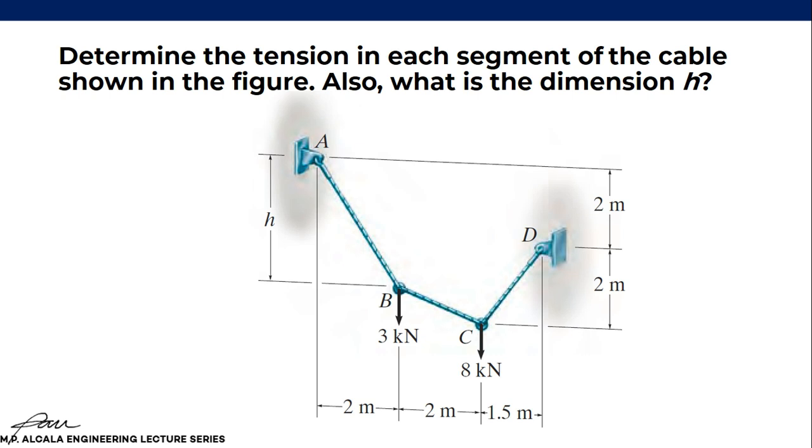Here's the problem. We are tasked to determine the tension in each segment of the cable shown in the figure, and also to determine the dimension of height h. So we are tasked to find the tension AB, tension BC, and tension CD in the cables, and we are tasked to find the height h.